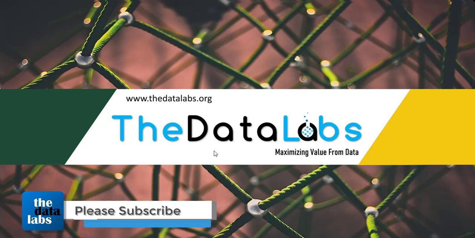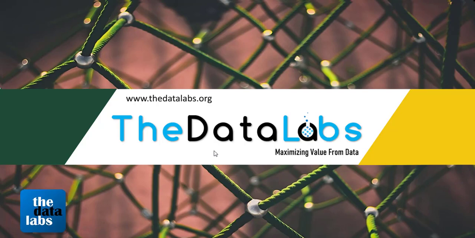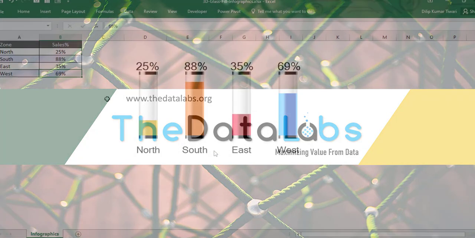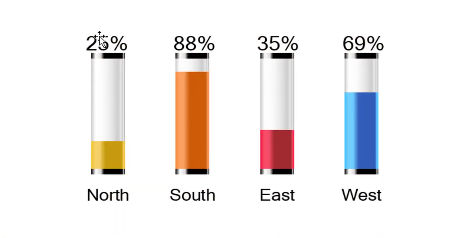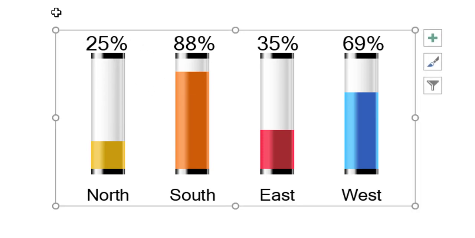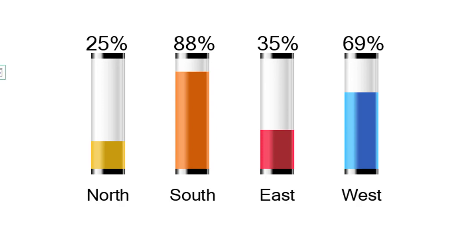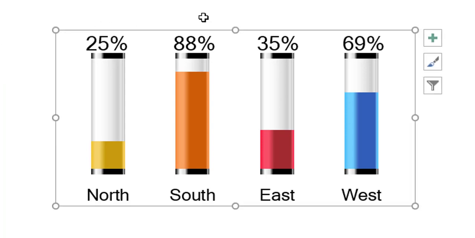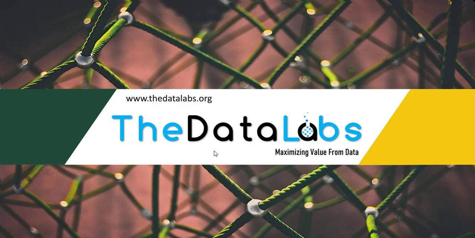My name is Dilip. In this tutorial, we will learn how to create dynamic 3D glass fill infographics in Excel. This is a very beautiful chart and you can use it in your dashboard and reports to present the performance against the target. This is one of the best substitutes of 100% stacked column and target versus actual chart in Excel. So let's move to the demo file where I have already created this dynamic 3D glass fill infographic and understand it.